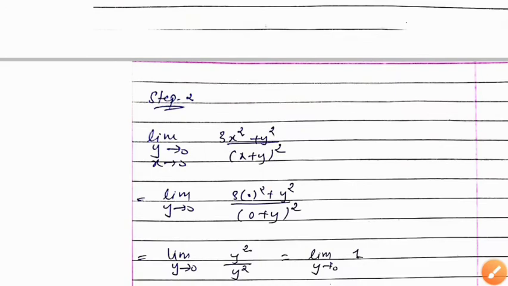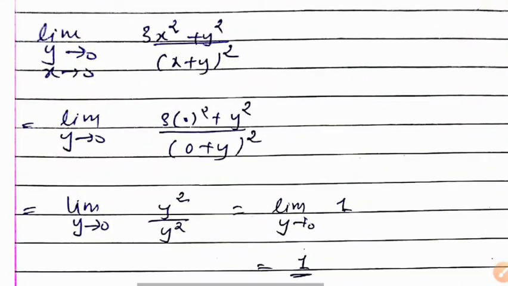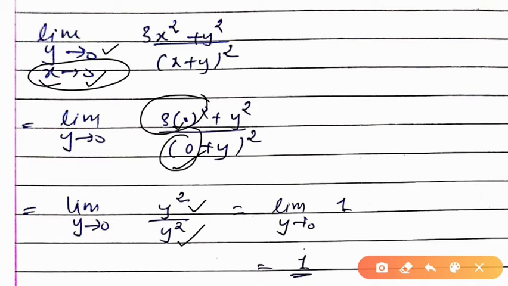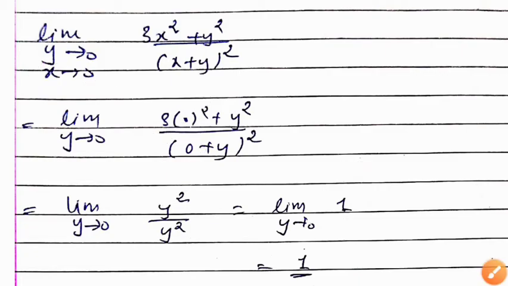Now we are moving towards the next step. In the next step, first you have to take y tends to 0 and then x tends to 0. See, in the next step I will first put x equal to 0. So you get y square upon y square. The other terms will become 0. So your equation changes to limit y tends to 0, y square upon y square. So y square will get cancelled, and you get your limit as 1.